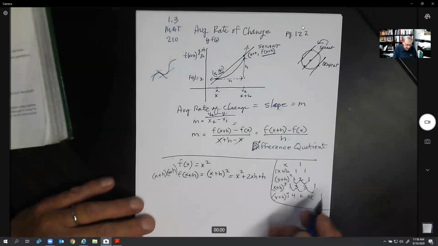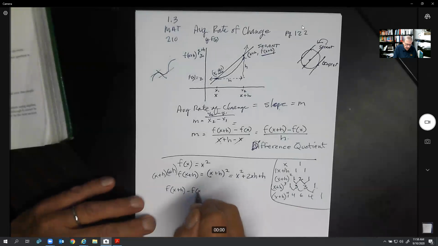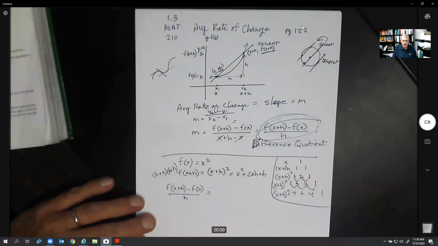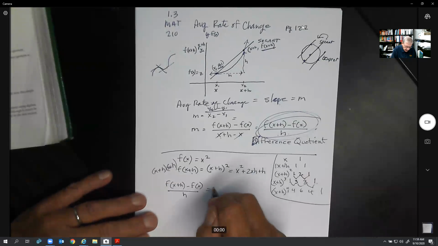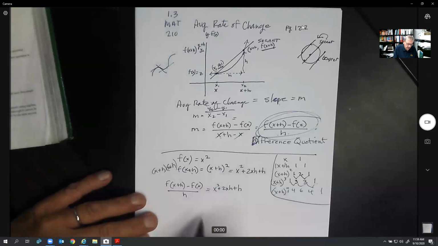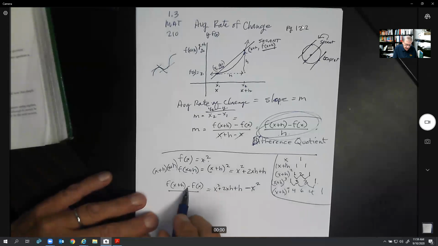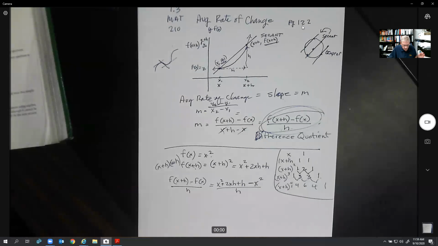So now what about our difference quotient? What's our difference quotient? Function of x plus h minus function of x over h. I should circle that. That's our difference quotient. So we know what x plus h is. X plus h is x squared plus 2xh plus h squared, minus f of x. Here's f of x, minus x squared. See, here's your minus function of x over h. Now we're going to simplify that down and we should be done.